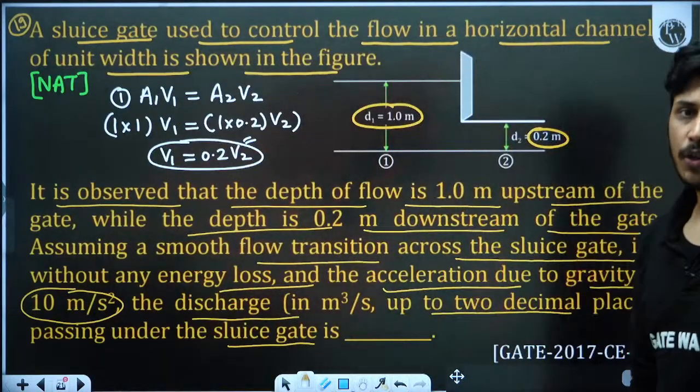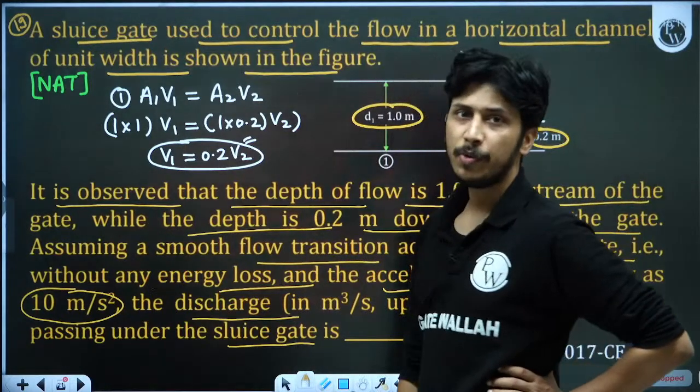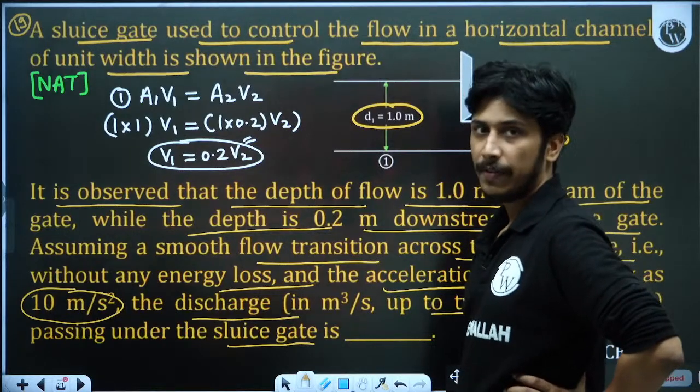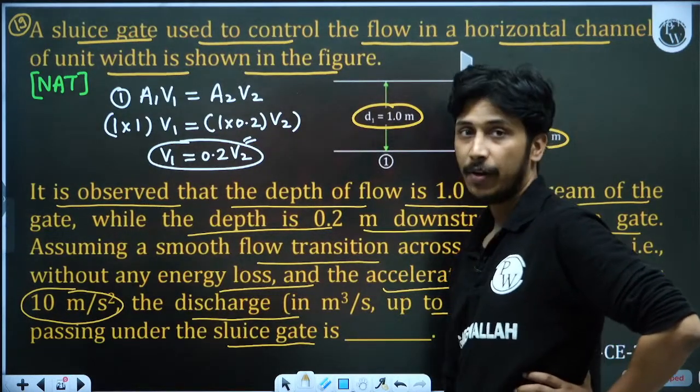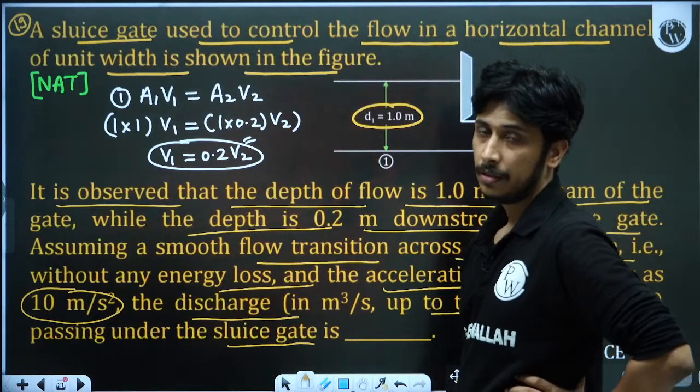We can do E1 is equal to E2, but we need to have a relation between V1 and V2. So from that we need to take.